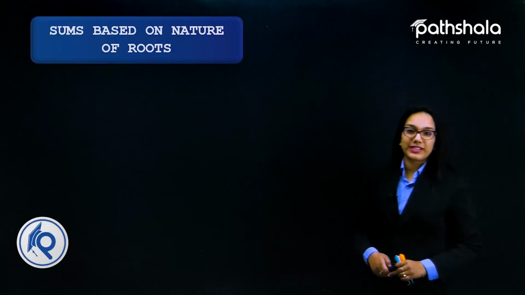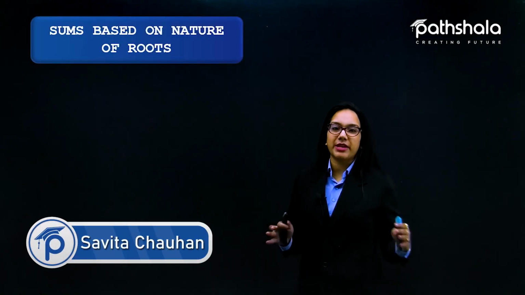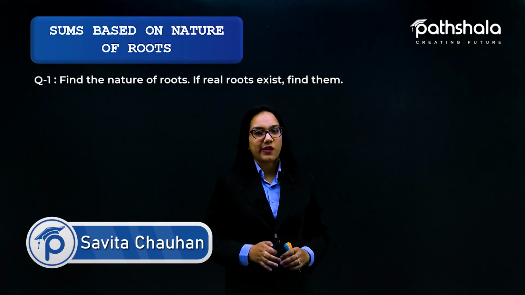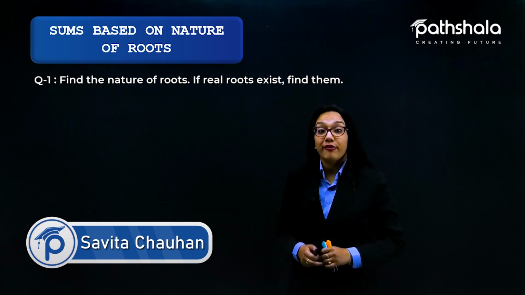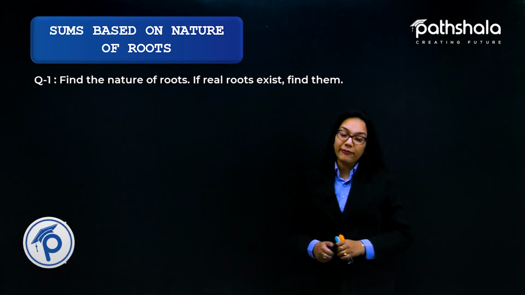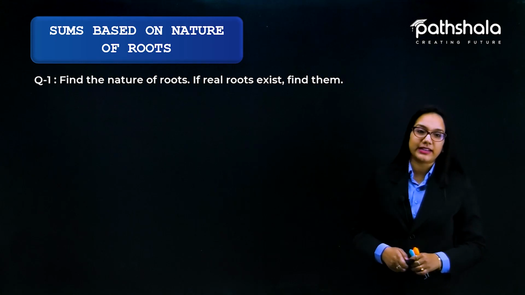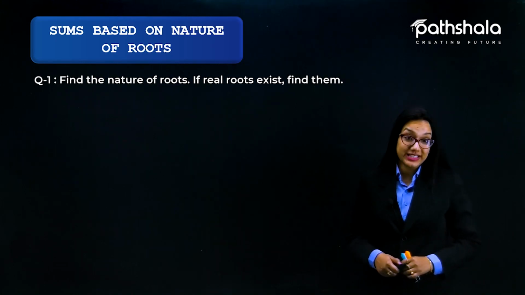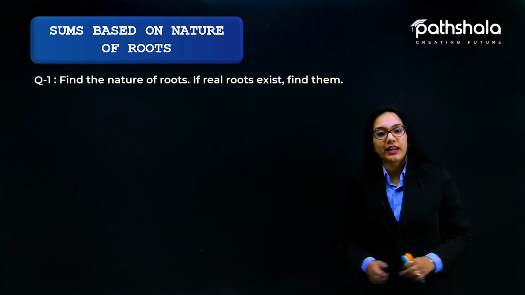Now let's talk about some of the sums that are based on the nature of the roots. Let's talk about question number 1, which says find the nature of the roots. If real roots exist, then find them. So if the real roots exist, then we have to find them using any particular method.